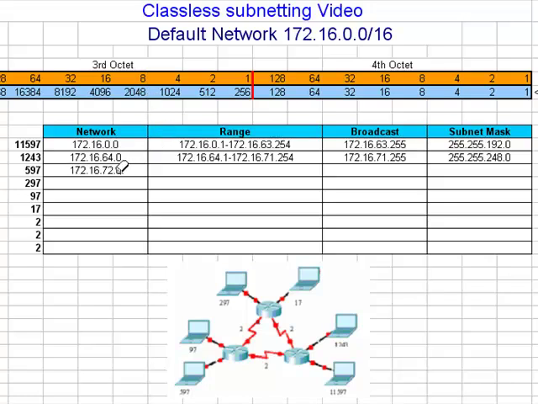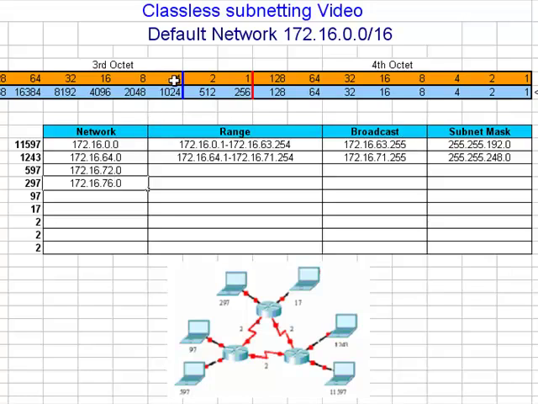Now we need to accommodate on this network for 597 hosts. So we go along the line again to 597, and as we can see, we can draw our line just before the 1024. Okay, what is it telling us on the top line? It's telling us that we can go up in 4s. So to accommodate 597, I need to add 4 in the third octet. So 172.16.76.0.